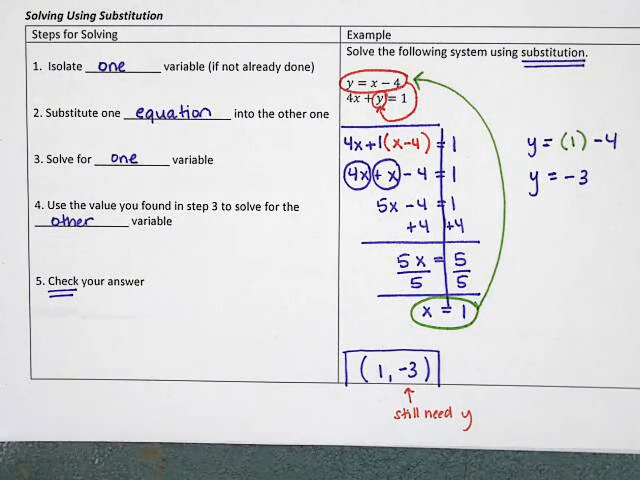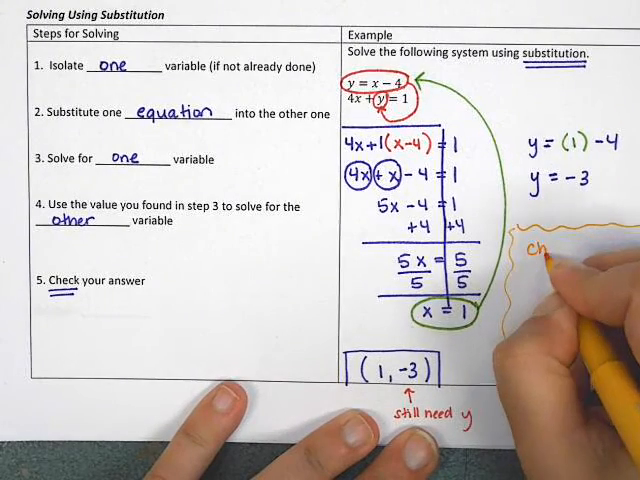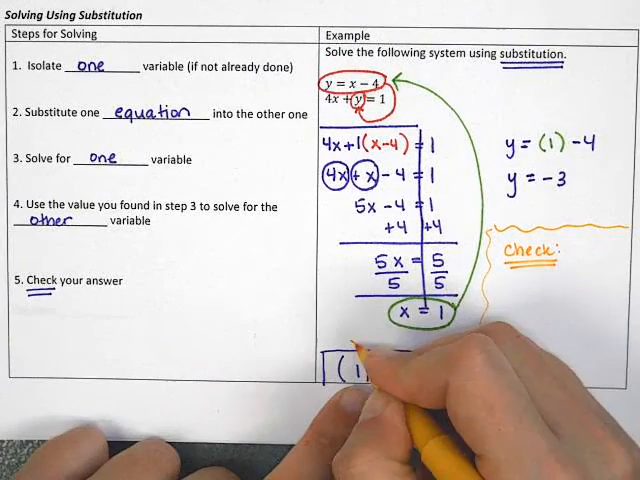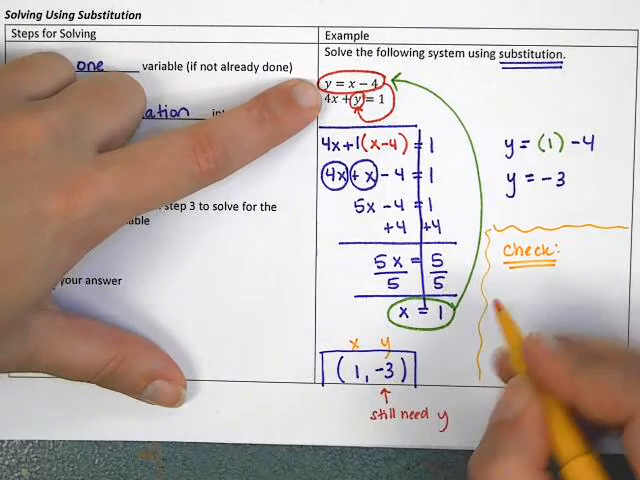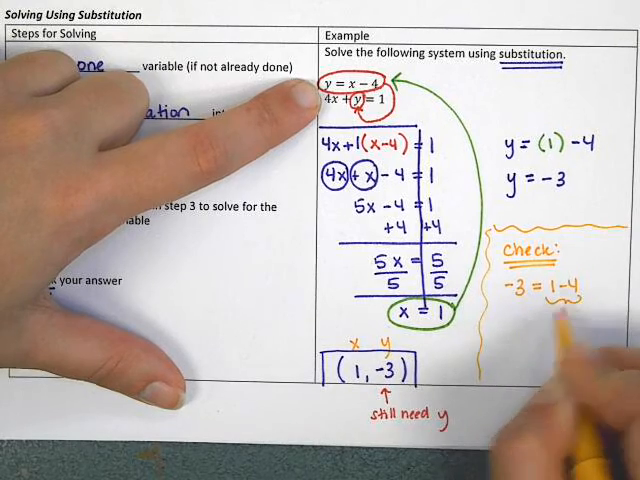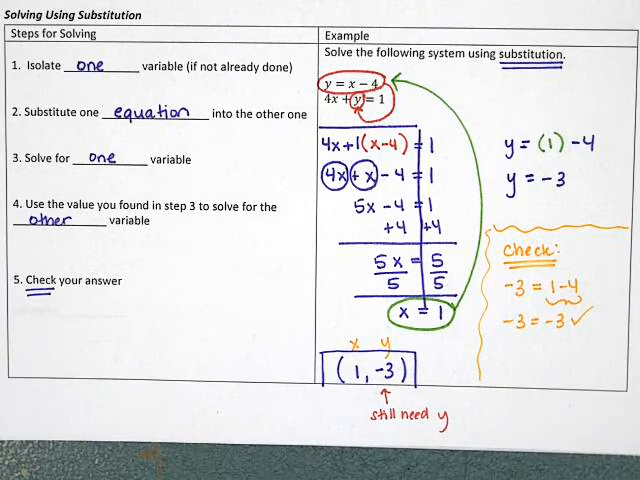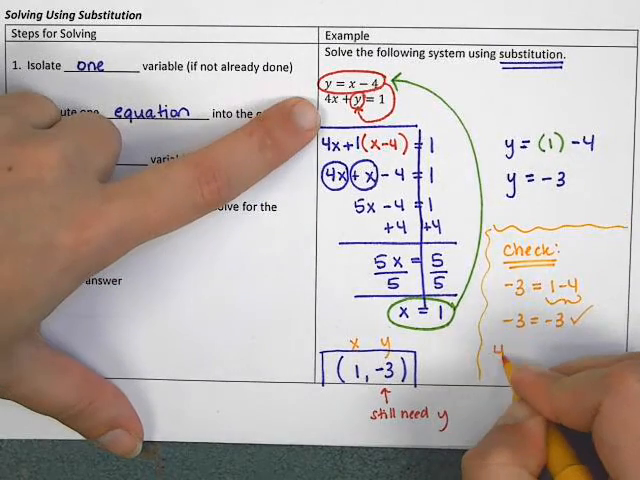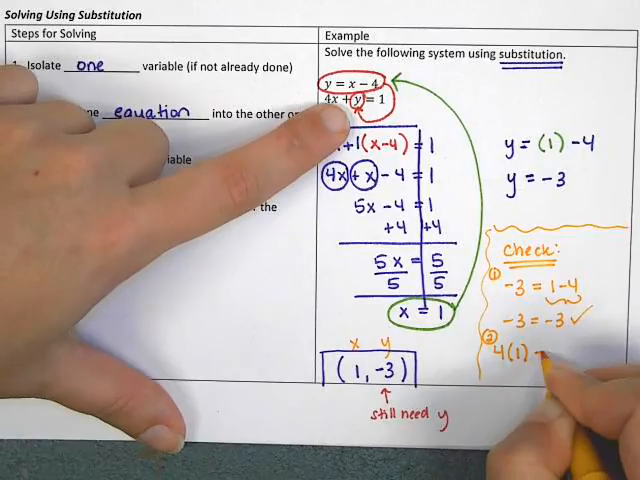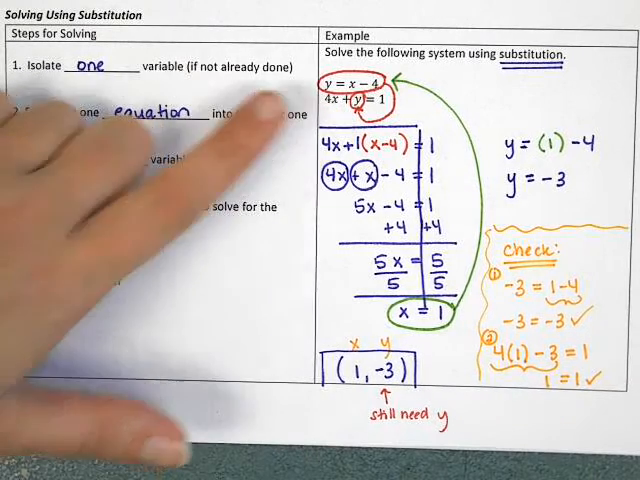Now how could I check this answer? How could I be sure that at the end of the problem, I really do have the right answer? So to check my answer, what I would do is take this x and this y and plug them into the first equation, which gives me negative 3 equals 1 minus 4. And 1 minus 4 really does equal negative 3. So the first equation checks out. Now for the second equation, here's the second one. 4 times the x is 1, minus 3 equals 1. 4 times 1 minus 3 is 1, and 1 equals 1. So this checks out.